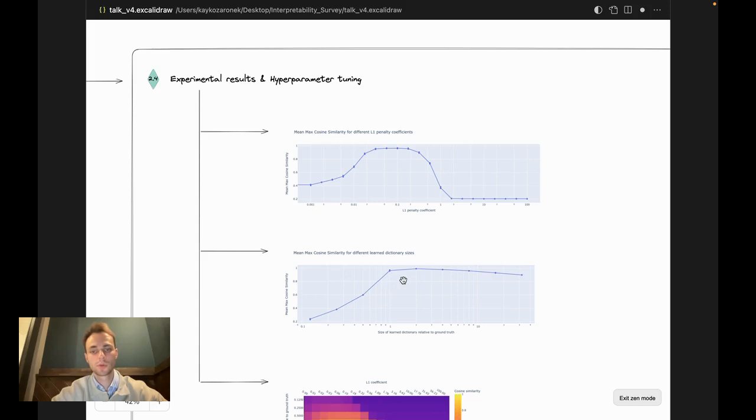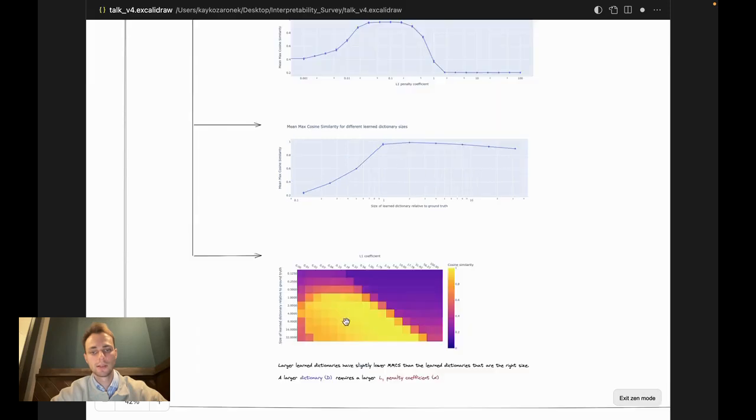As we continue to grow the size of the learned dictionary, the performance gets a little worse. So what we want is to be in this regime where our mean-max cosine similarity is high. Lastly, the interplay between the L1 coefficient and the size of the dictionary is also quite important. And as we can see here, this whole yellow region indicates the region where, for a given size of the dictionary and a given L1 coefficient, we will have the maximum mean-max cosine similarity.